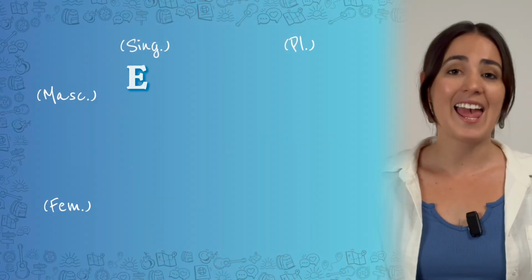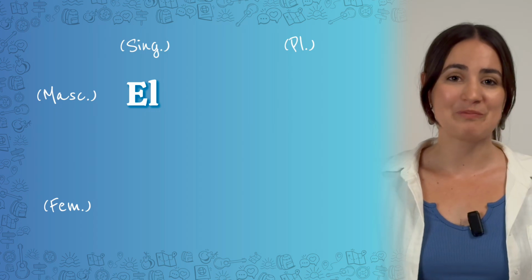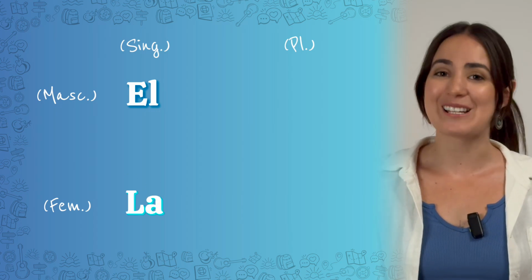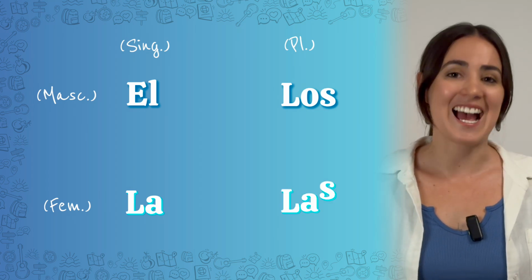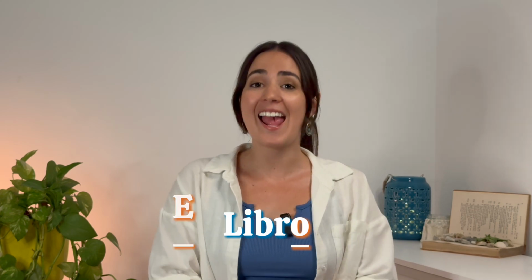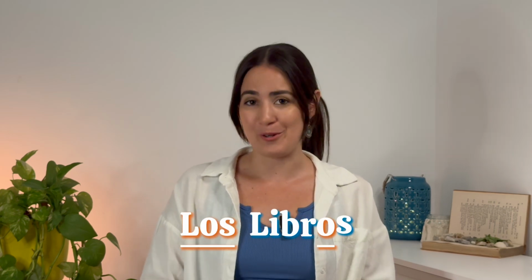Let's have a look first at the definite articles. We have el for masculine singular, la for feminine singular, los for masculine plural, and las for feminine plural. So let me give you some examples. The word for book in Spanish is libro. We know it's masculine because it ends in O. Then we would have el libro. If we want to make it plural, we would say libros. We would add an S. Then we need to change the article too, los libros.